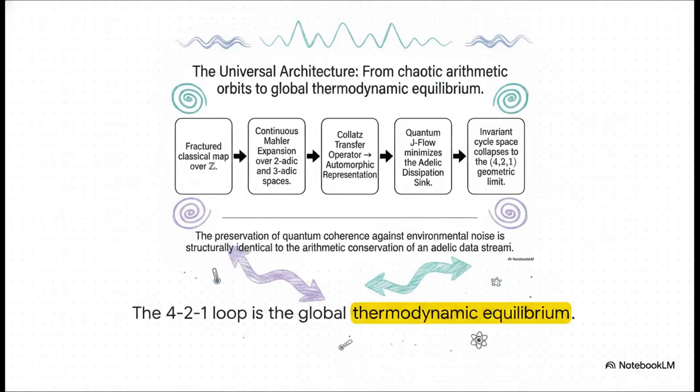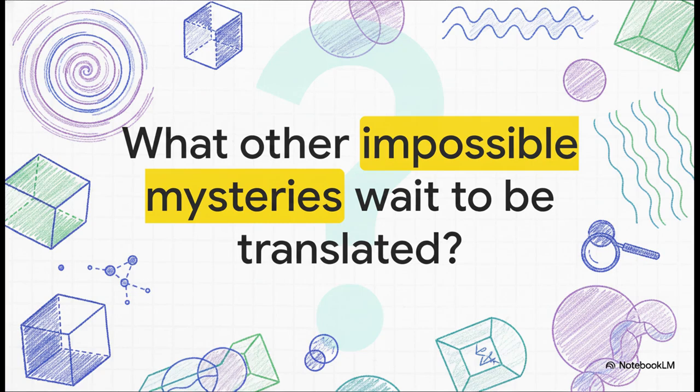Seeing these 5 steps laid out in an unbroken chain proves something incredible. It proves that the famous chaotic Collatz 4-2-1 loop is not just a random numerical quirk. It's actually the inevitable global thermodynamic equilibrium of a unified arithmetic variety, protected and stabilized by the exact same laws that govern quantum coherence. And that leaves us with a totally wild question to wrap up this explainer.